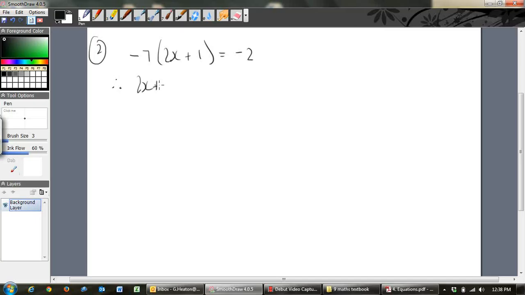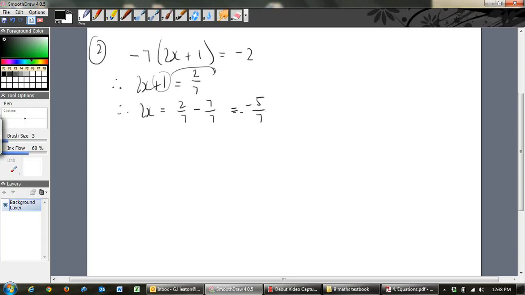So therefore 2x plus 1 is equal to, divide both sides by -7 and you get 2/7. Okay, 2 divided by 7, or -2 divided by -7. Add 1 to both sides, oh sorry, 1's going to the other side, so it's going to be -1. So you get 2/7 minus 1, which is -1 is 7/7, which is equal to -5/7.